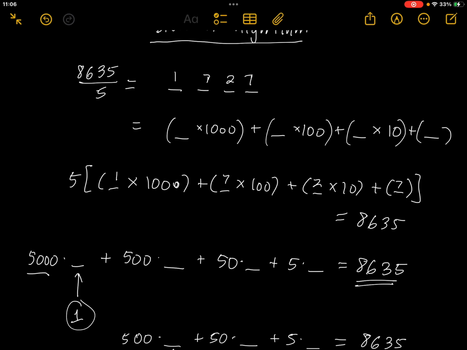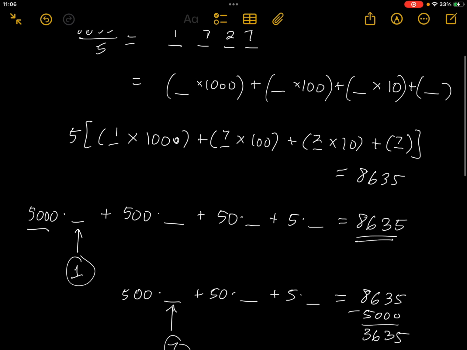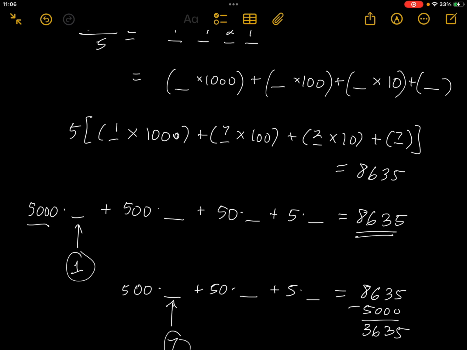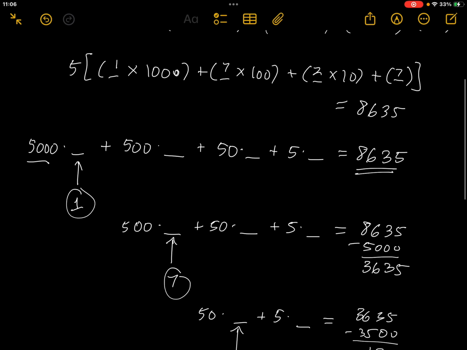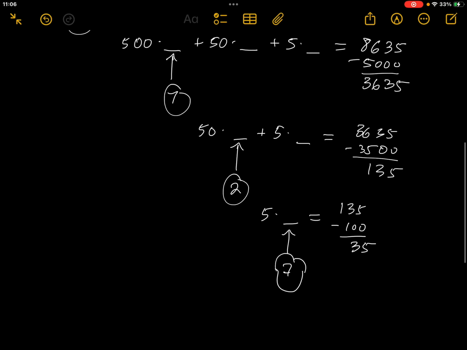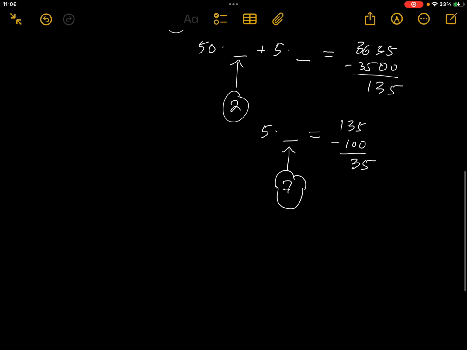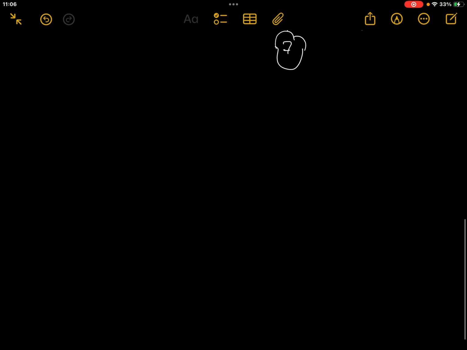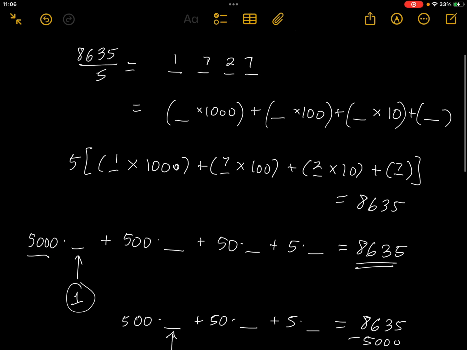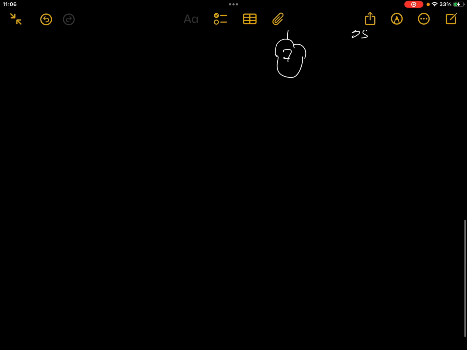So basically what you're doing is you're seeing what the biggest the first number can possibly be, right? What it has to be, then you subtract on both sides, and then you keep repeating the process until you get to the end. Let's see a more kind of short way of doing the exact same steps. So I was trying to do 8,635 divided by 5.